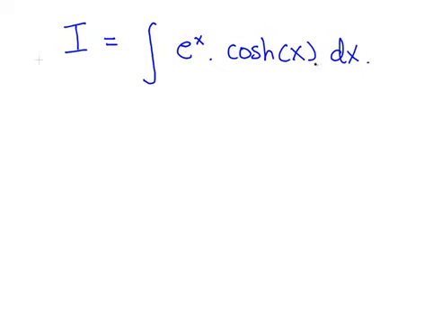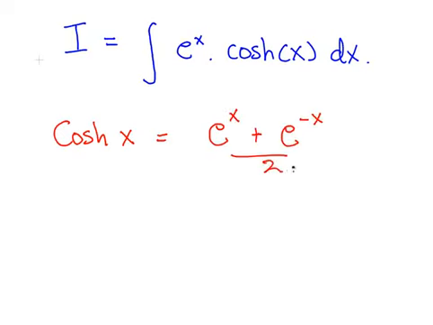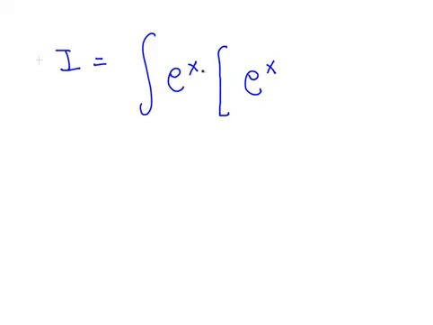And if you're familiar, you might be looking at this thinking, is this an integration by parts question? You're right, you could do it that way. What I'm going to do here is remind ourselves that cosh of x is equal to e to the power of x plus e to the power of minus x all over 2. And you're thinking, you can simplify this, can't you? So that's right. I is equal to the integral of e to the power of x times e to the power of x plus e to the power of minus x all over 2 dx.